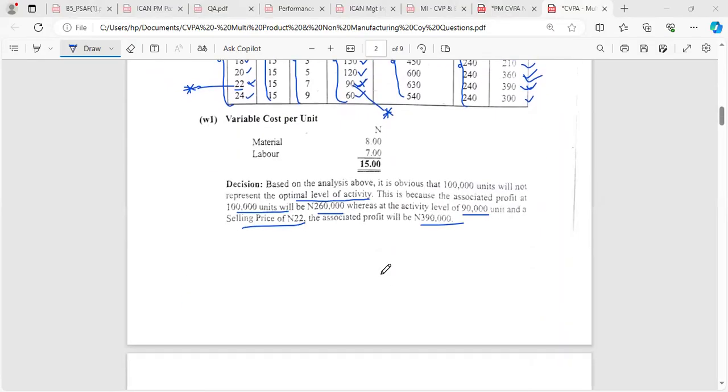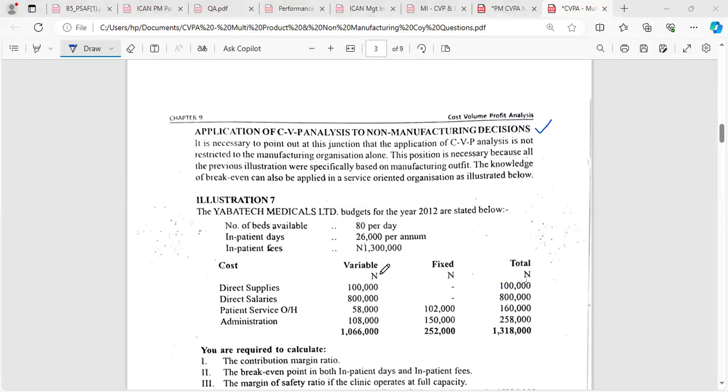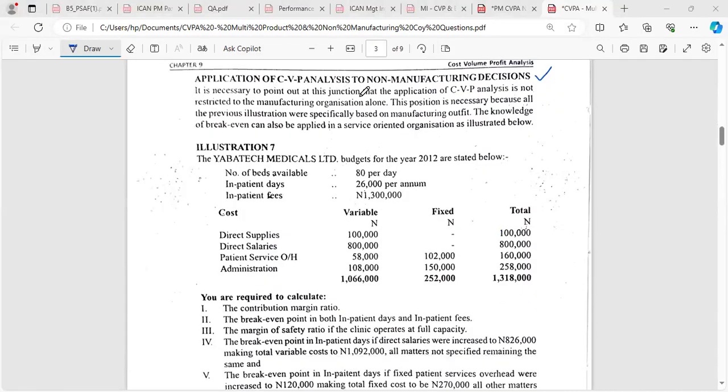Let's proceed. Now, what we want to look at is the application of CVP to non-manufacturing decisions. Let us assume that the company we are working for is a service organization. This is going to be quite different from how you account for it in a manufacturing company, although it is the same CVP, the same formula. But you just need to be conversant with the way the service organization structures its activities. So let's take an example and see what we are looking at.